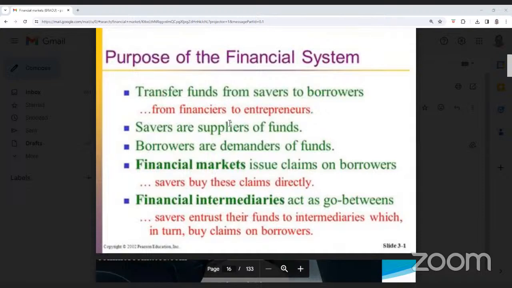Now we'll see what is the purpose of the financial system. What is the purpose? What is necessary? We need the money. Why do you need the financial markets? Why do you need the intermediaries?